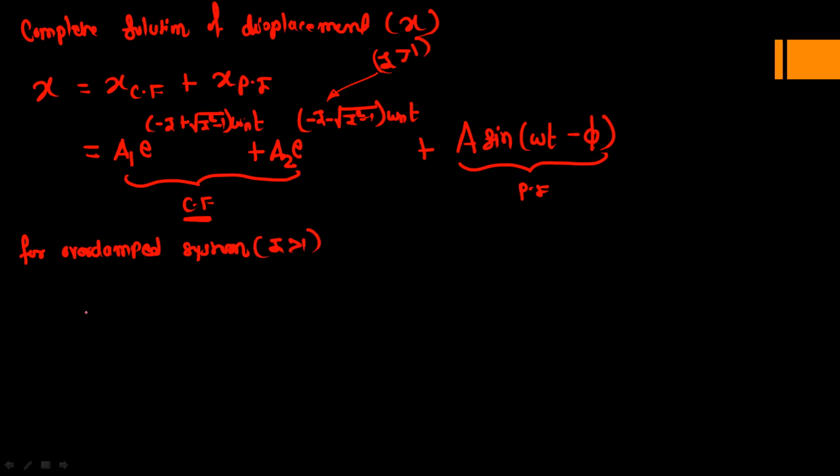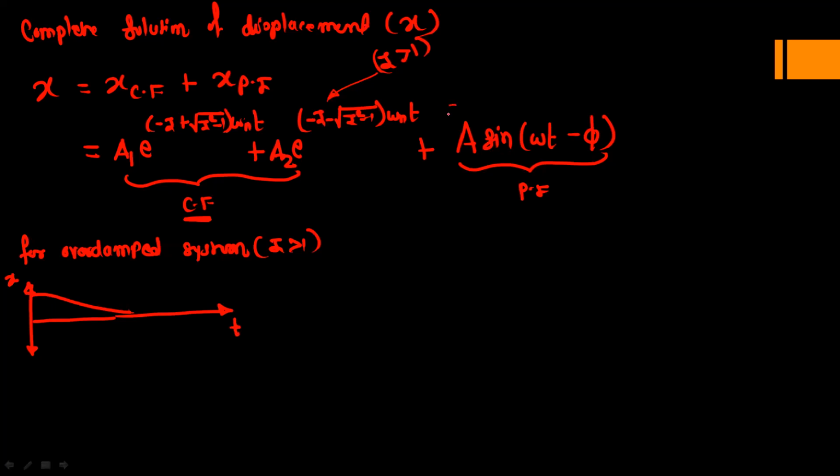So for the overdamped system, zeta to be greater than 1. If you plot the waveform for this equation, which is displacement versus time, then you will observe the waveform like this. Okay. After a specific time interval, the displacement of the system will become 0. So this is displacement versus time.